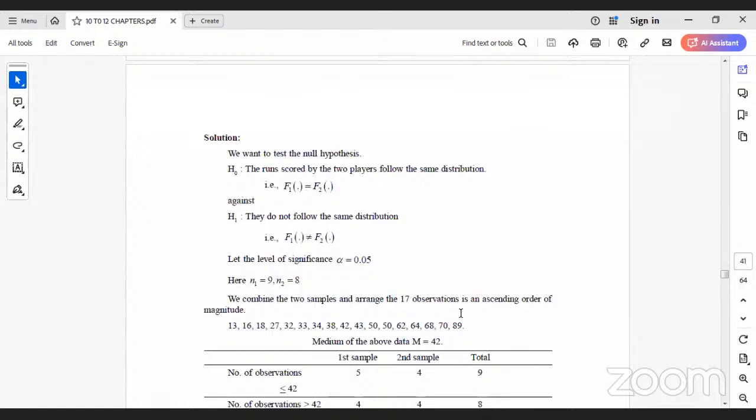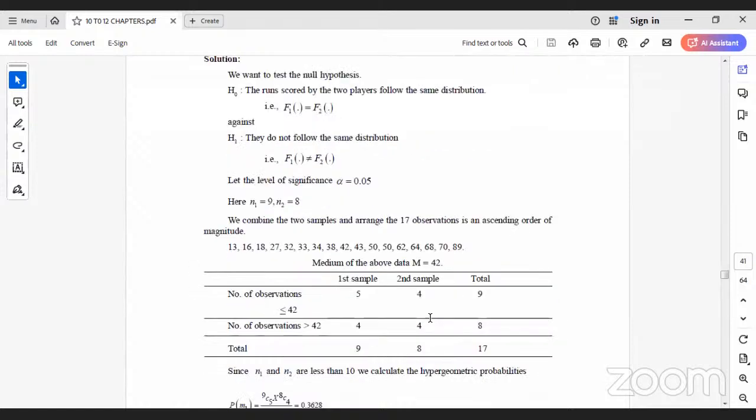We arrange in ascending order: 13 16 18 27 30 32 33 34 38 42 43 50 52 62 64 68 70 89. The median of the above data, let's see, is 42. In the middle, 42 is the median of the distribution.